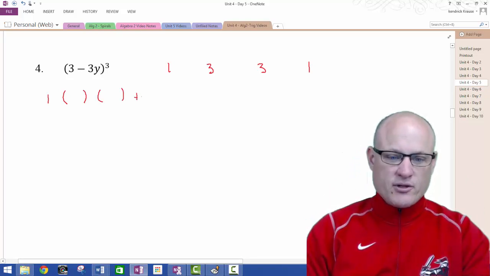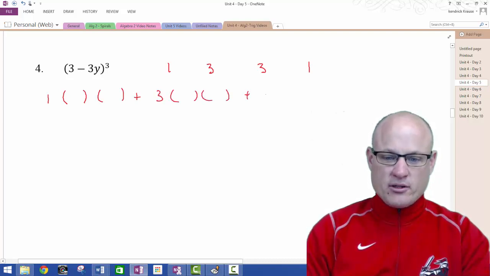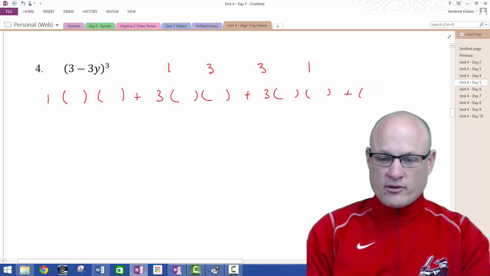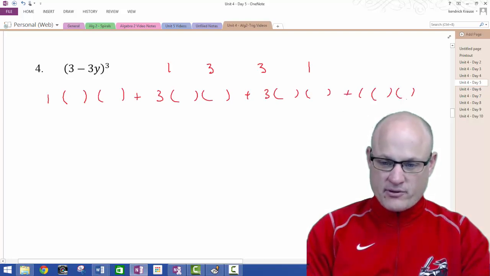So plus 3, plus 3, then plus 1, with the sets of parentheses for each term. This is, in fact, a 1.